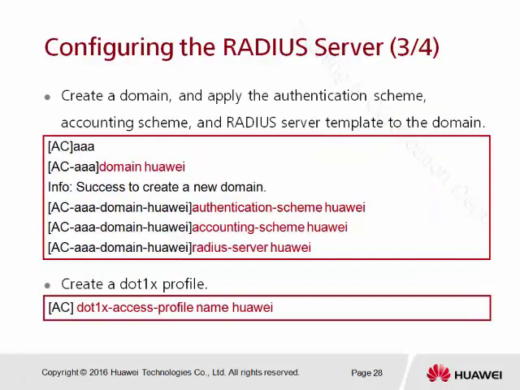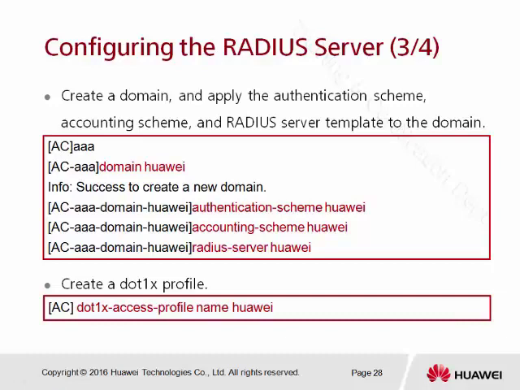Then the next step is to create a domain. This domain account you can create inside the AAA only. We enter the AAA using the command called domain, then just give a name for this domain. Right now I use Huawei again. So right now I am inside the Huawei domain account. Whoever uses this domain will go to the authentication scheme Huawei, accounting scheme Huawei, and the radius server also is Huawei. So this is why we create this.